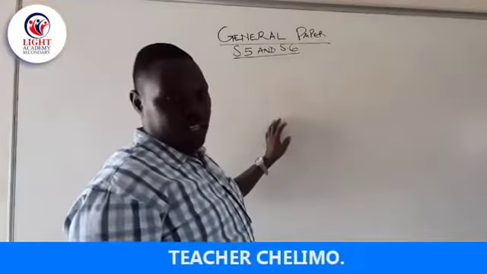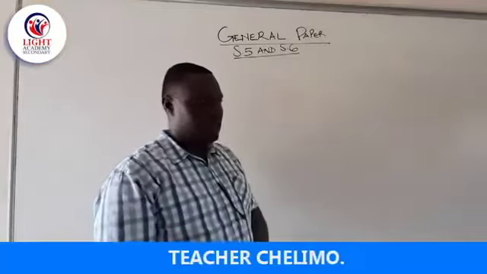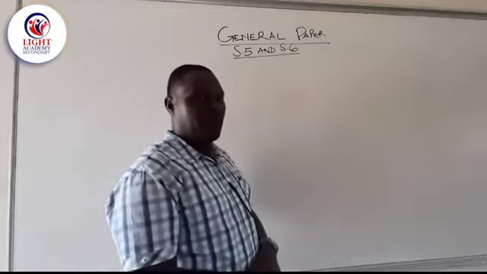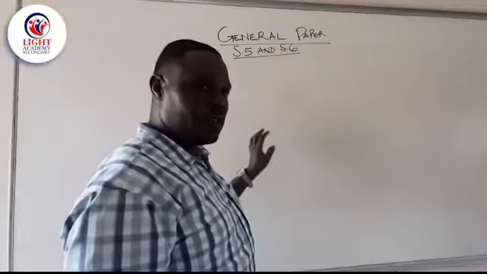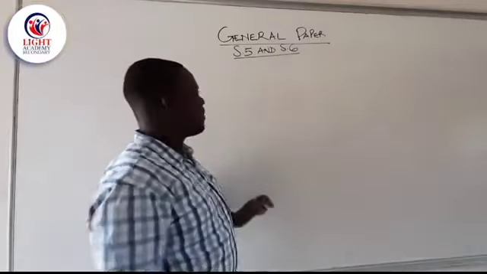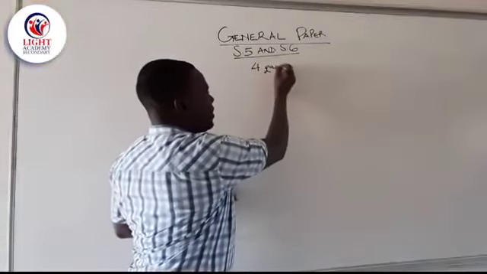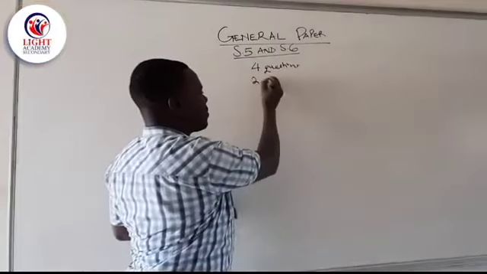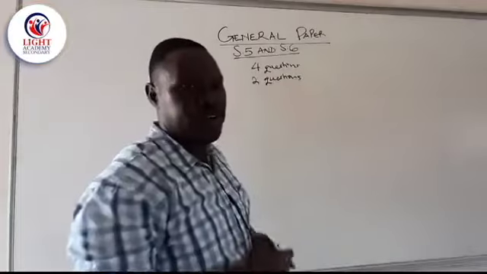Today we are going to look at general paper, and as I've been telling you, this is a subsidiary subject. It contains two sections, that's section A and B. Section A, you will find that they have set 4 questions. Section B comprises of 2 questions. You know that very well.